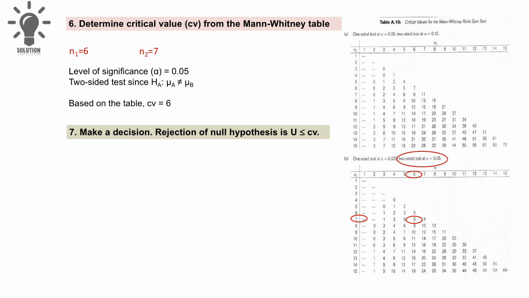In the next step, we have to make a decision based on the comparison between the CV and the U. The rejection of the null hypothesis is when U is less than or equal to CV. So since U is equal to 4, CV is equal to 6, and U is less than CV, we have to reject the null hypothesis, or in other words, we have to accept the alternative hypothesis.